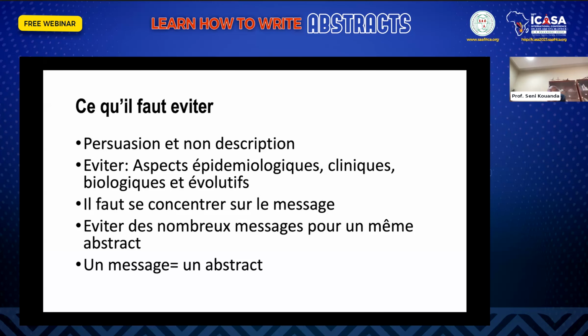Il faut éviter les titres et les travaux trop larges, comme par exemple, généralement, les gens mettent aspect clinique, épidémiologique, biologique, évolutif de la maladie du VIH-Sida. Non, ça ne va pas, c'est trop large. On ne comprend pas où vous allez. Il faut se concentrer sur le message, c'est-à-dire quel message vous voulez faire passer. Vous devez donc éviter de nombreux messages pour un même abstract.